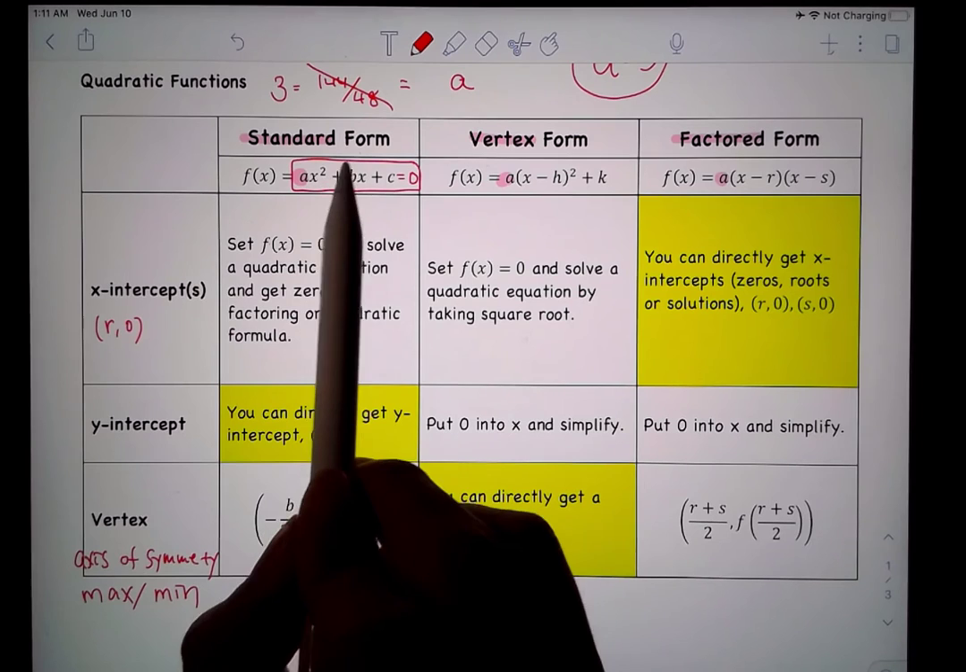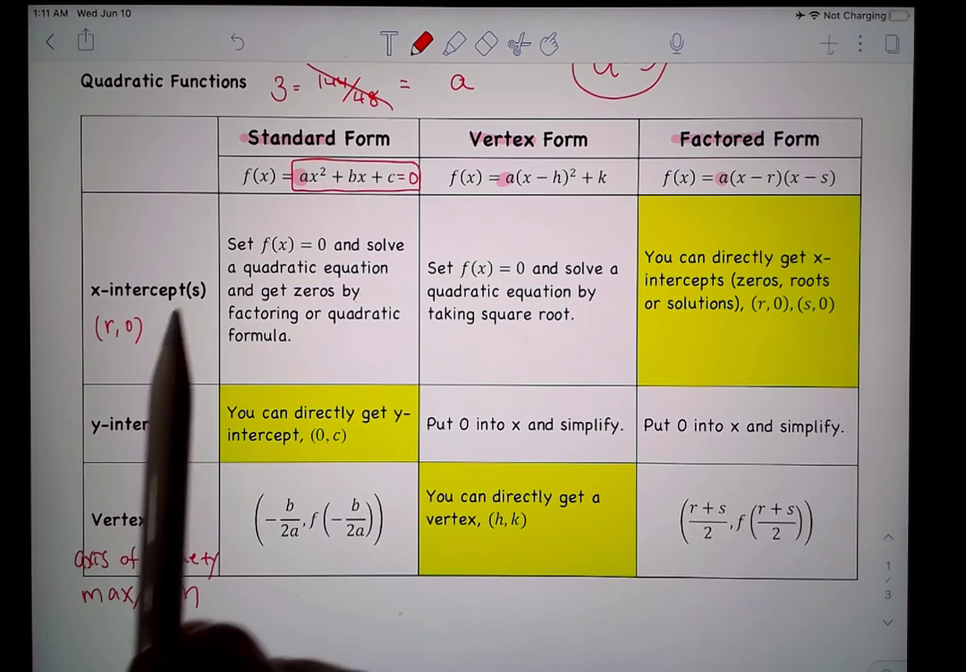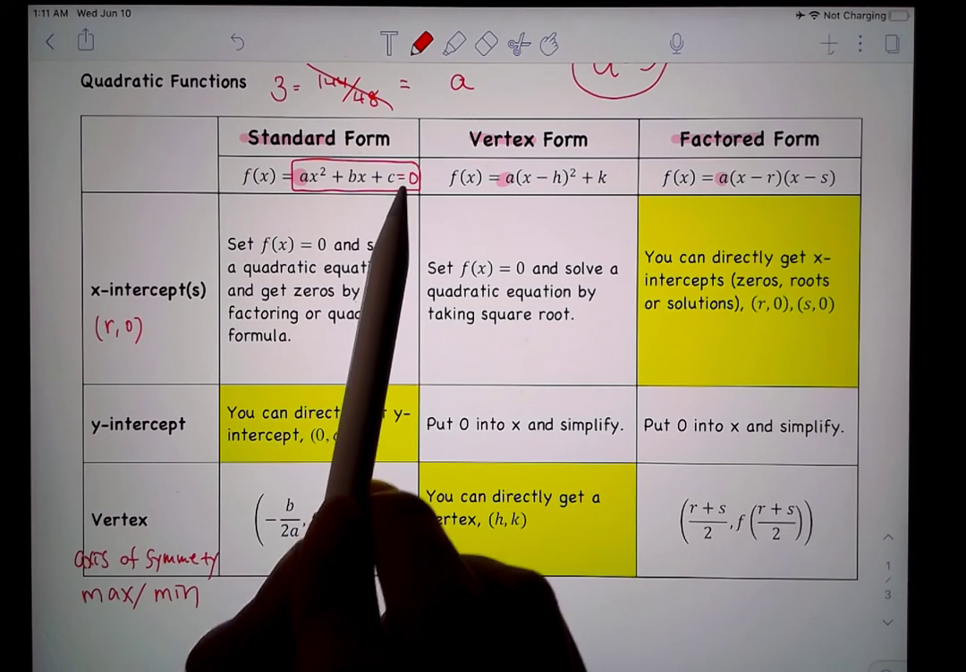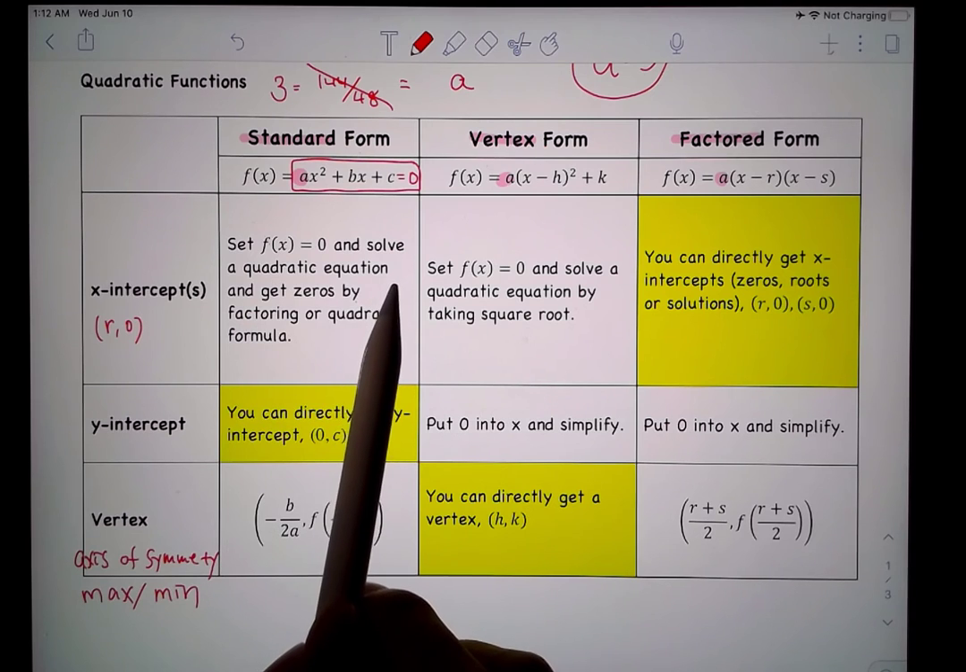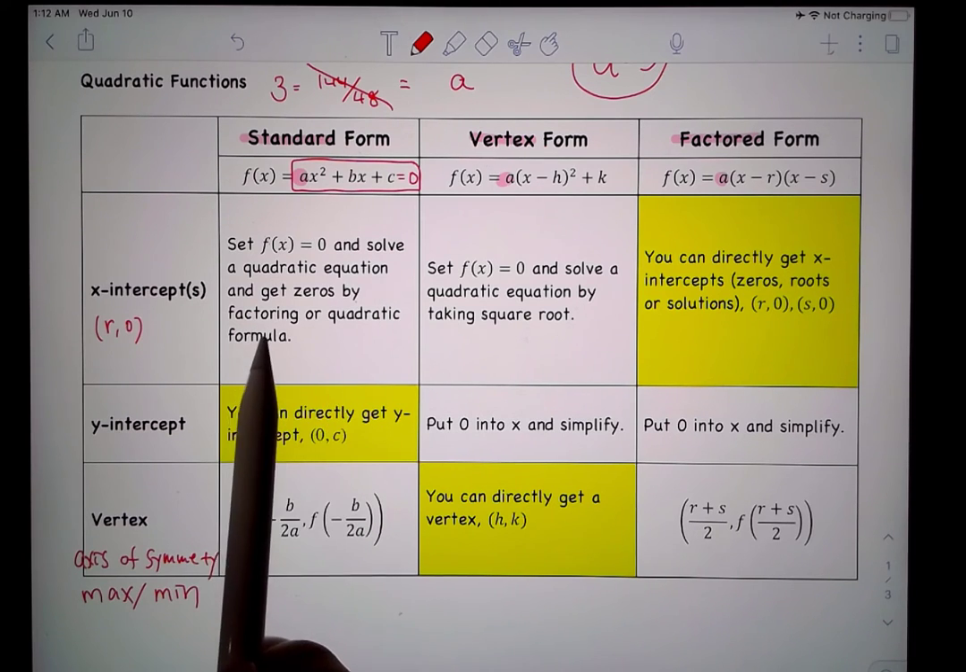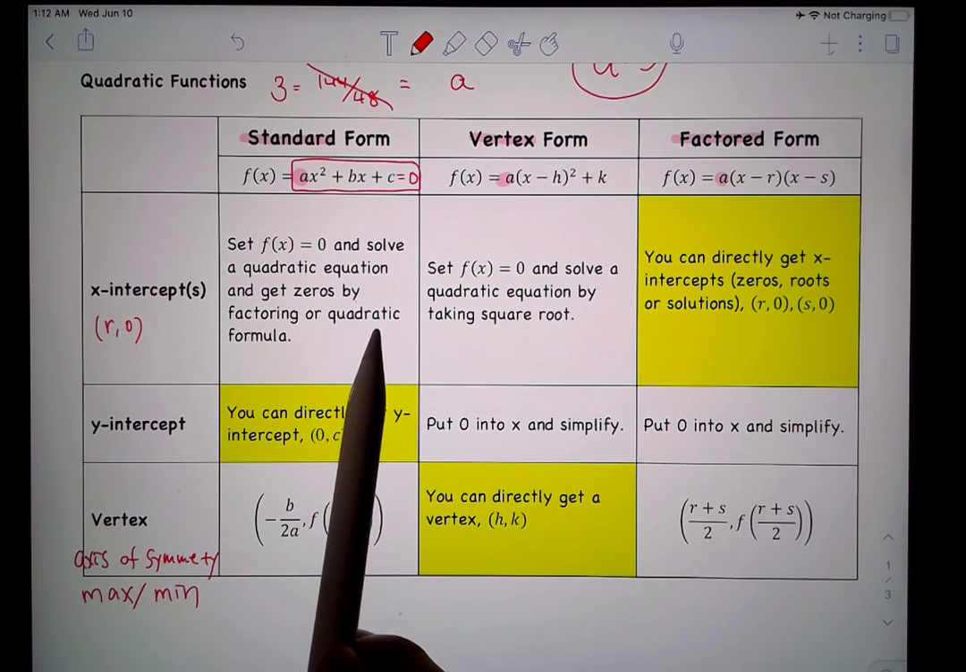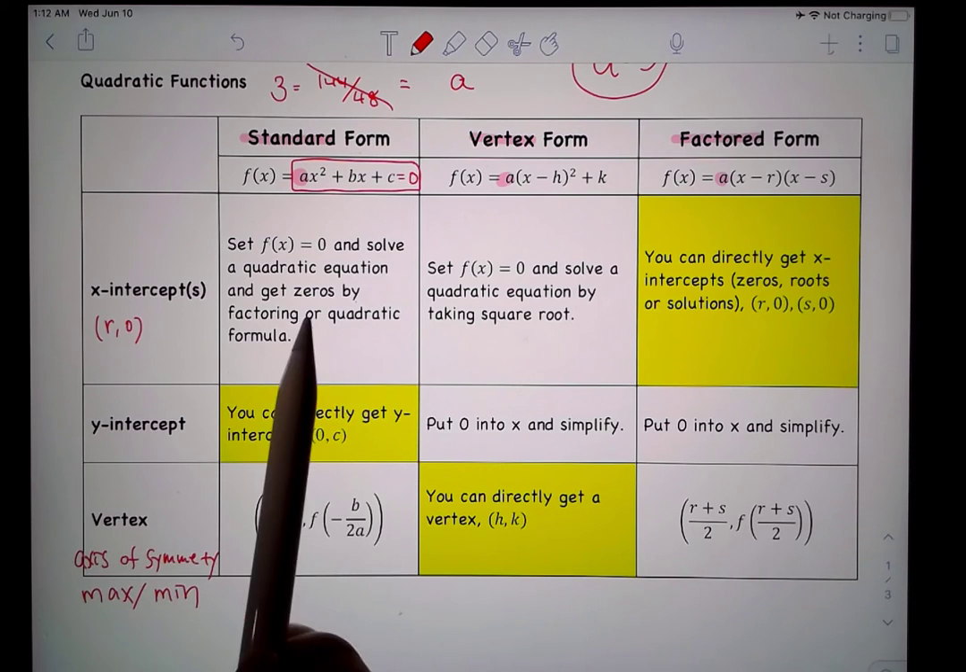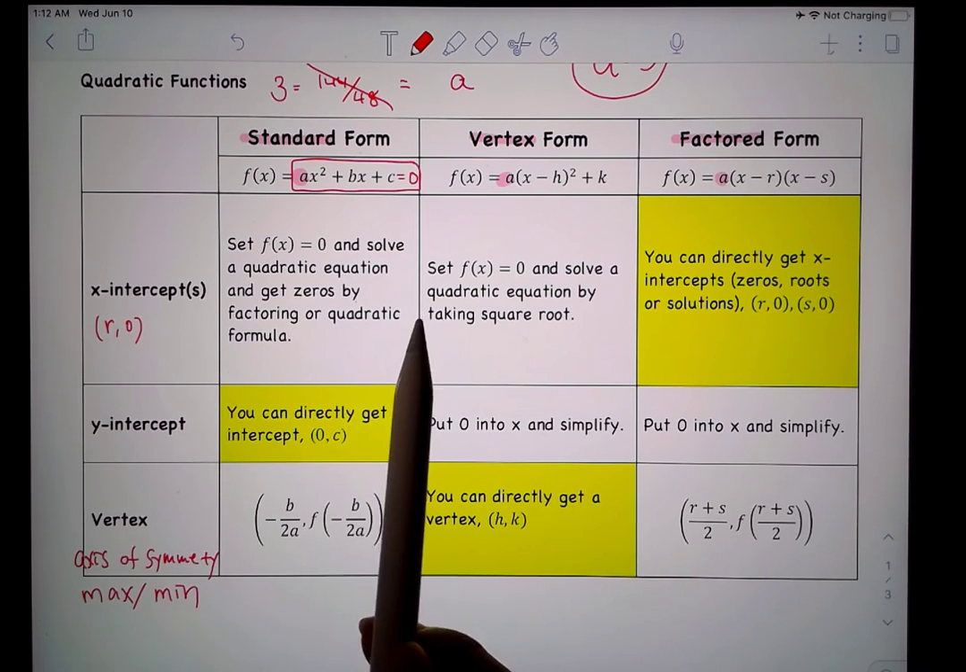Alright? So from the standard form, to get your x-intercepts, you set it to 0, and what? You solve the quadratic equation and get the zeros by factoring or the quadratic formula.